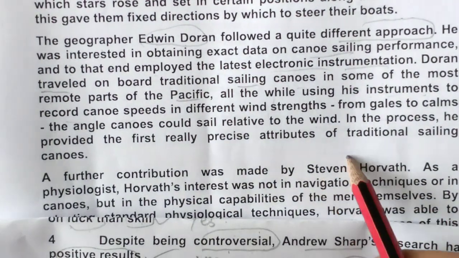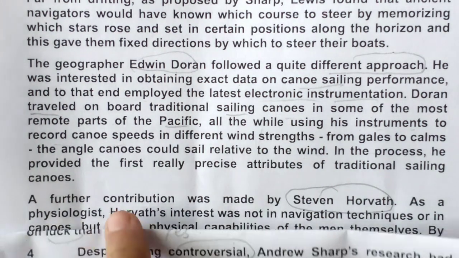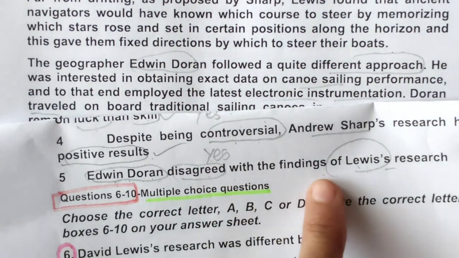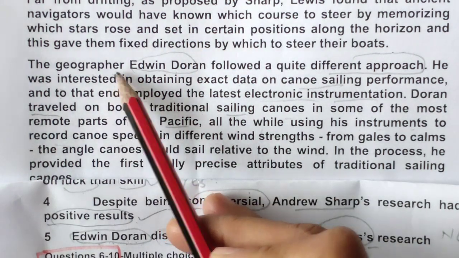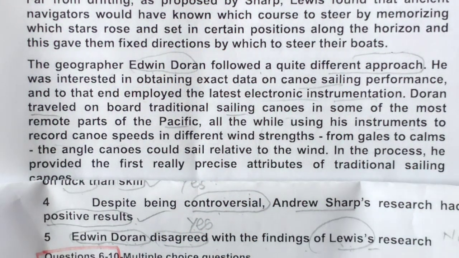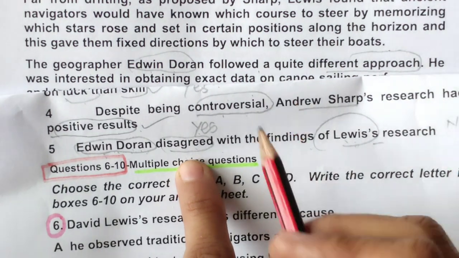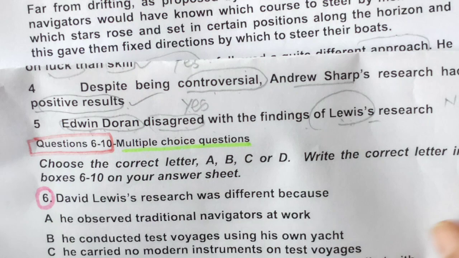Now another person is there. It means in this whole paragraph nothing is said about whether he disagreed with the findings of Levi's research. See, only this much is written. The geographer Edwin followed a quite different approach, meaning he did not say anything about disagreement, that's why it is not given. So now the next multiple choice question.